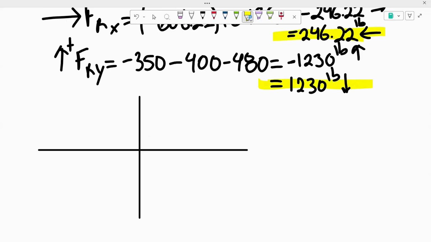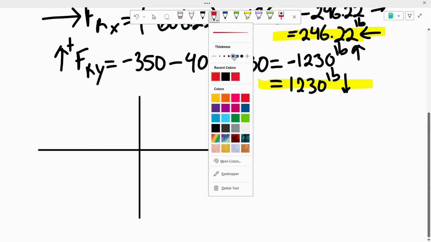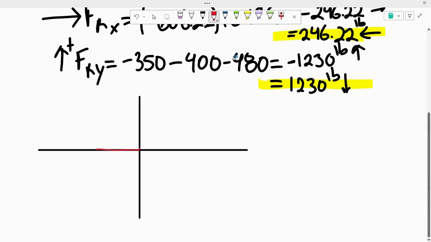As for our x-axis, we have 246.22 pounds going to the left. Let's make this a bit thicker. And as for our y component, we have 1,230 pounds going down in this direction. From there, we're going to try to evaluate for our resultant force, which will be somewhere around here.